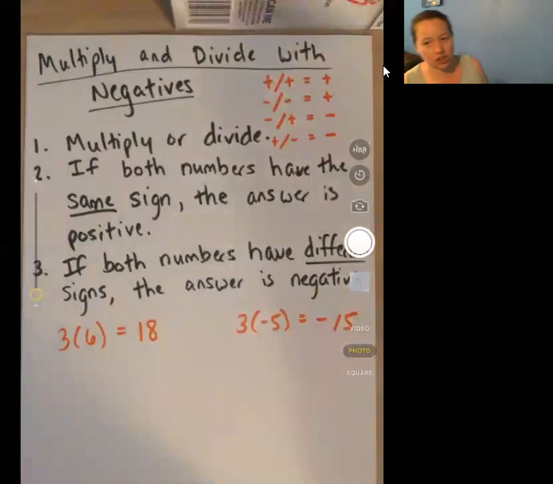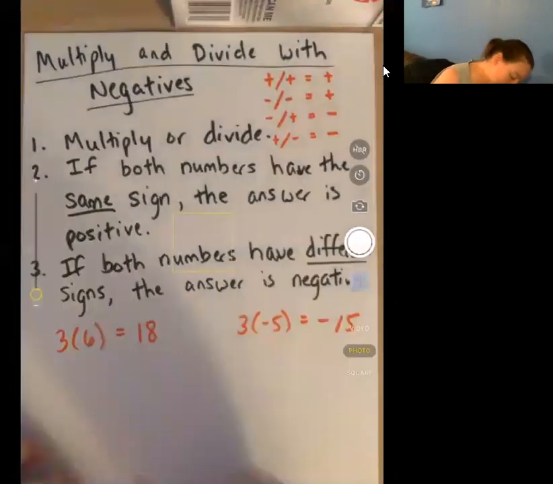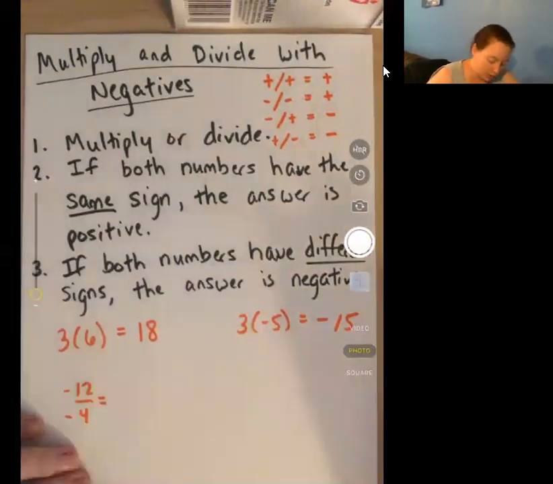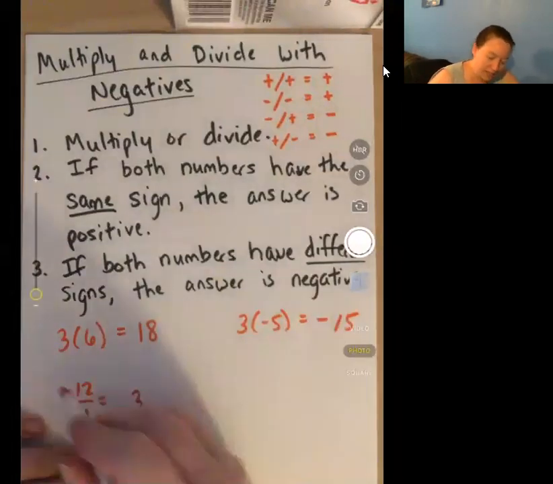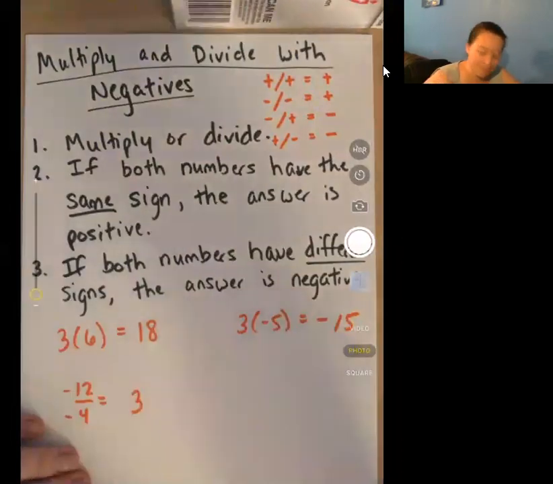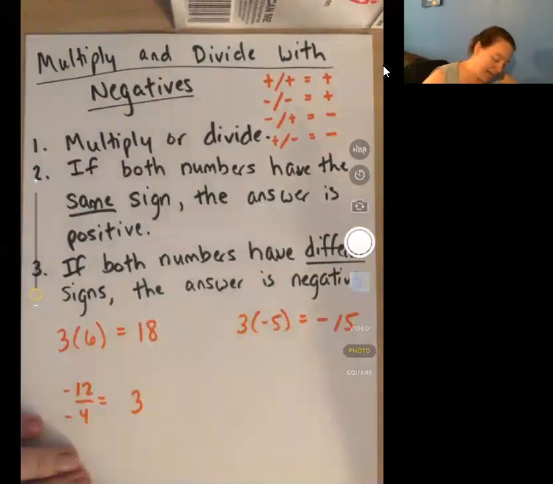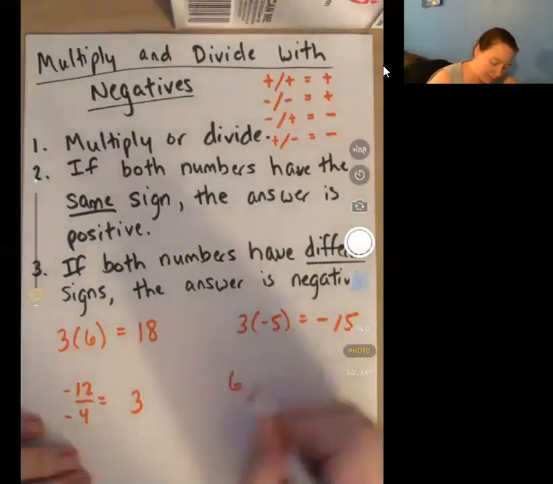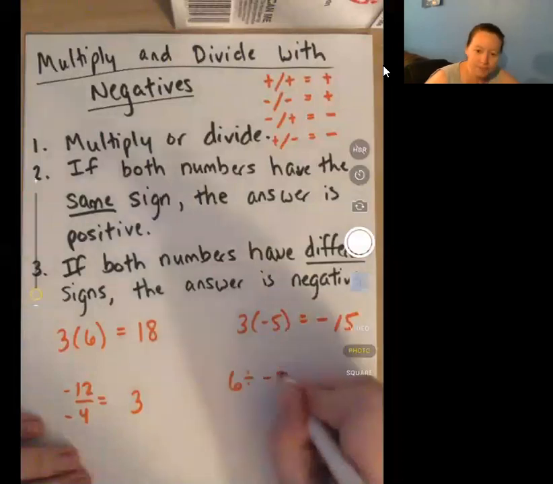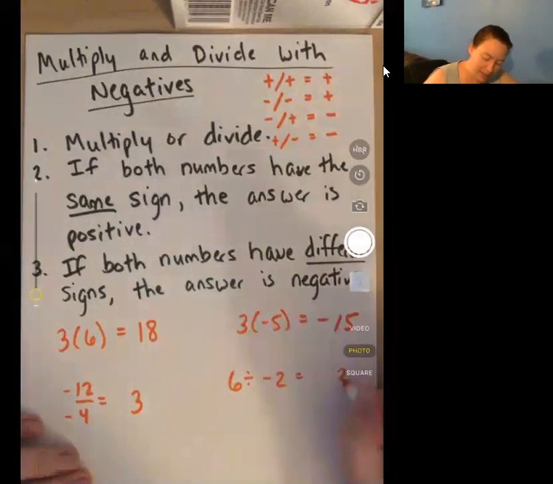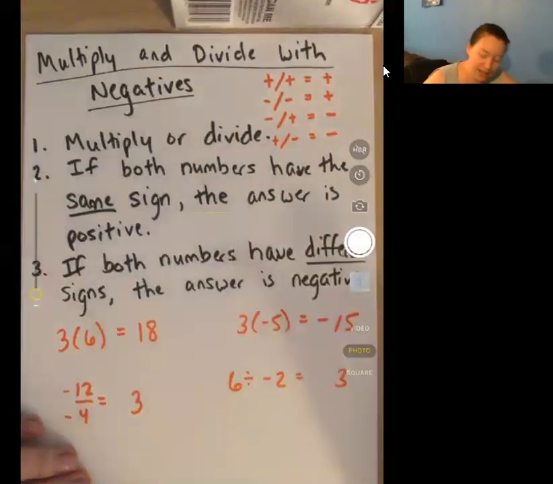Let's do a couple of division. How about a negative 12 divided by a negative 4? 12 divided by 4 is 3. Negative, negative, 2 negatives make a positive. So it stays as a positive 3. How about a 6 divided by a negative 2? 6 divided by 2 is 3. Positive, negative is a negative.